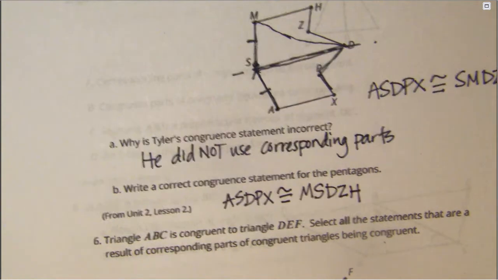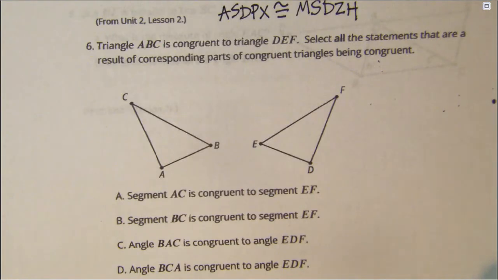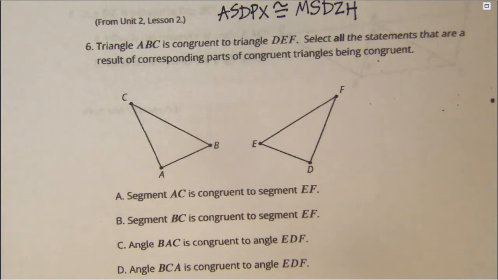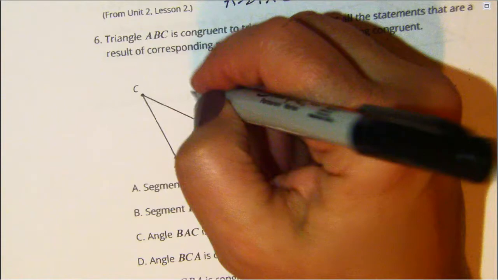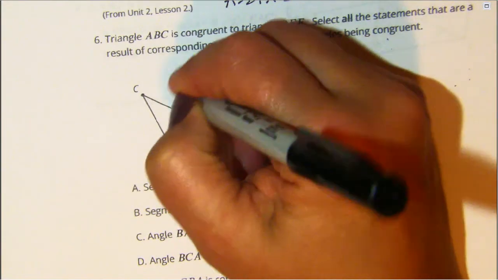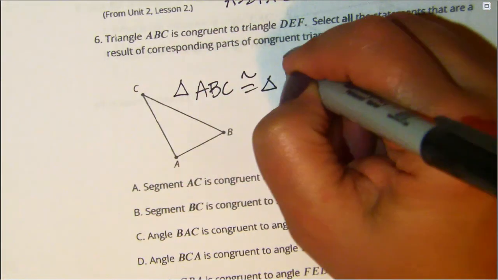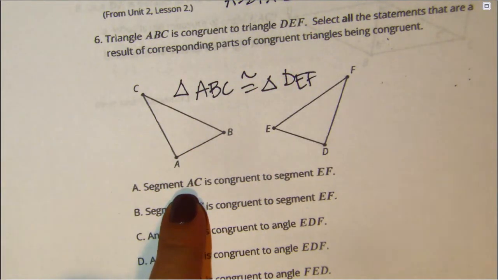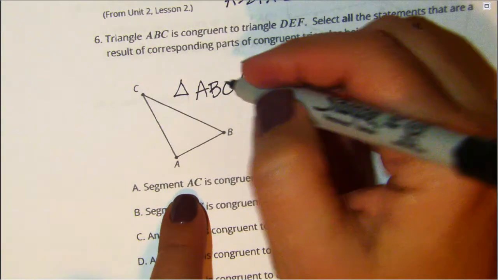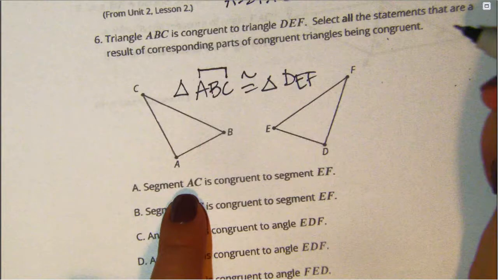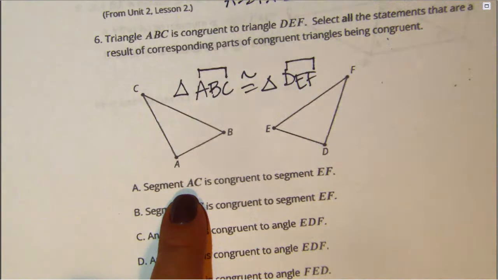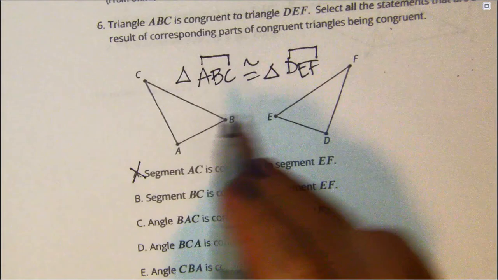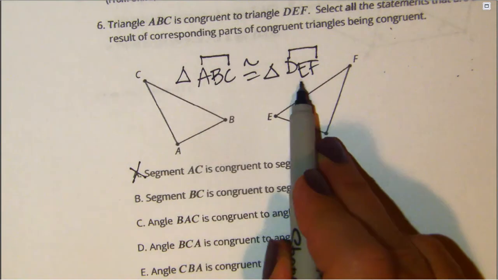All right, number 6. Triangle ABC is congruent to triangle DEF. Select all statements that are a result of corresponding parts of congruent triangles being congruent. So we know ABC is congruent to DEF. They told us. Segment AC is congruent to EF. And you could look at the shape. You could also look at the letters. Look, AC would be to DF, not EF. BC, that's the last two, is congruent to EF. Yes.